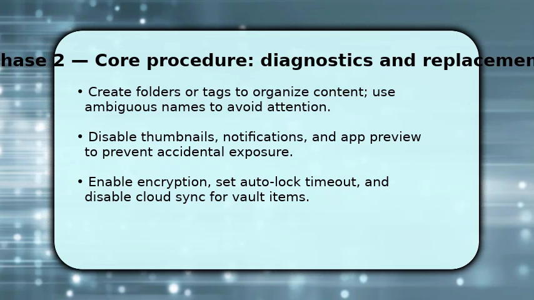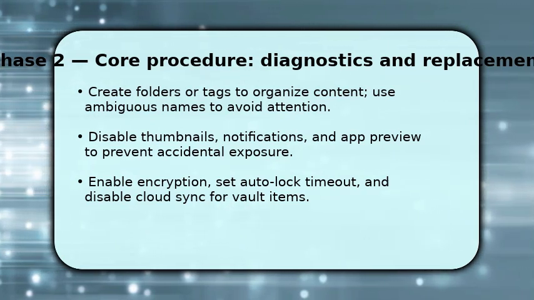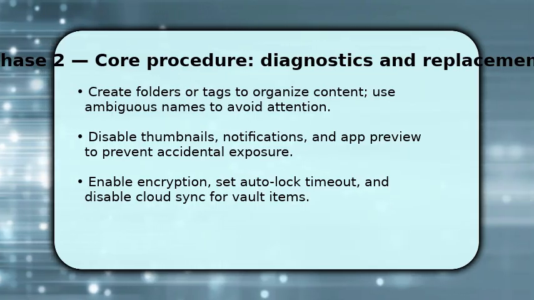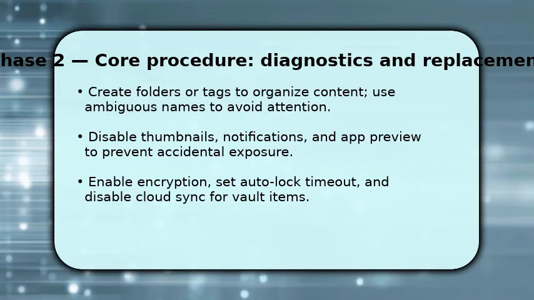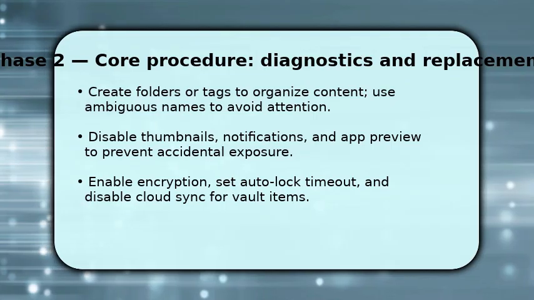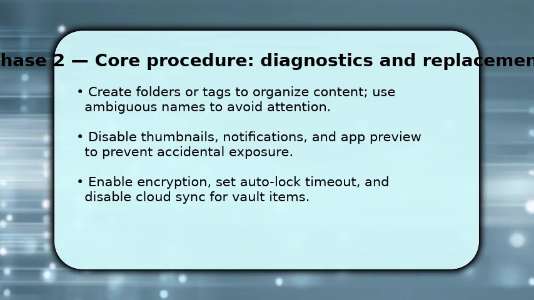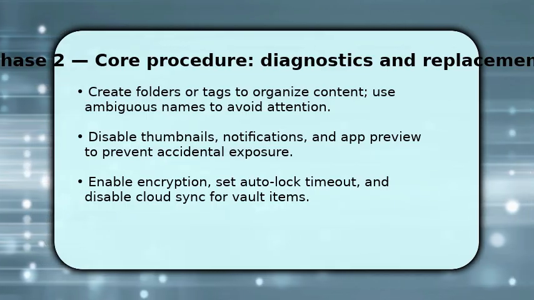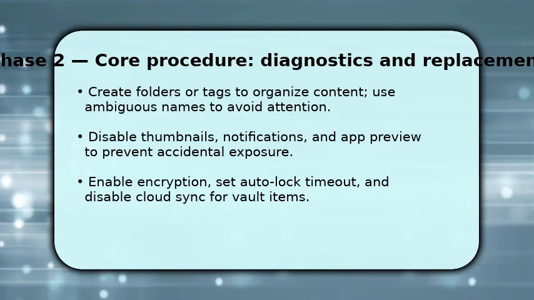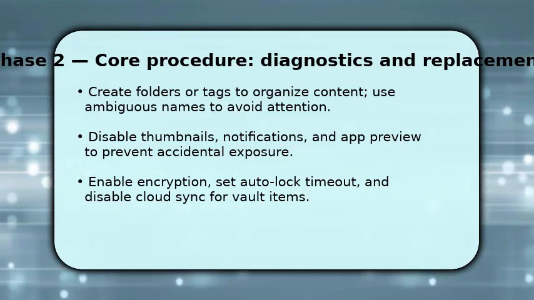Next, you organize and harden the Vault. Create discrete folders or ambiguous labels so the content doesn't stand out. Then, disable thumbnail previews and app notifications so nothing leaks onto lock screens or galleries. Once that's set, enable the app's encryption and choose an auto-lock interval. Shorter intervals reduce exposure time. Make sure Cloud Sync is off for Vault items, otherwise hidden photos may reappear in synced galleries. Finally, test file access and locking behavior several times to confirm settings.